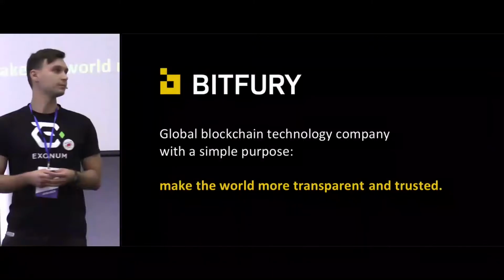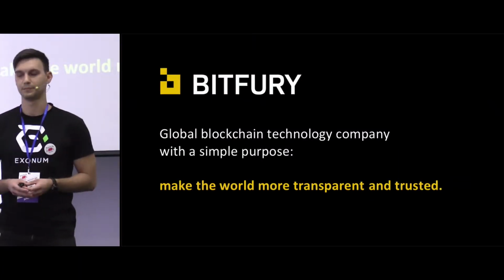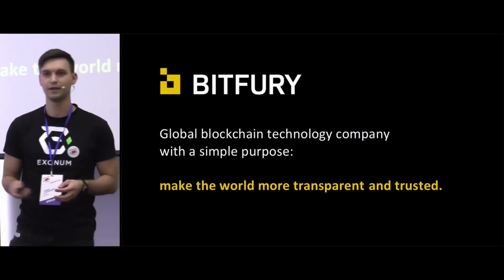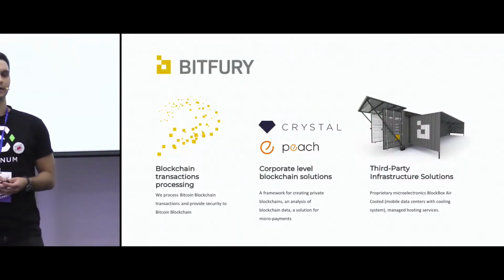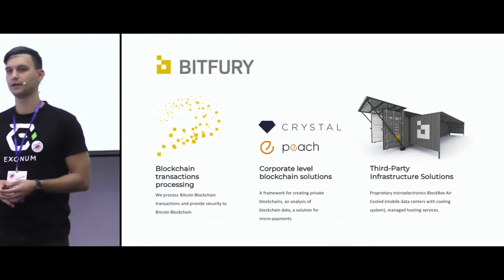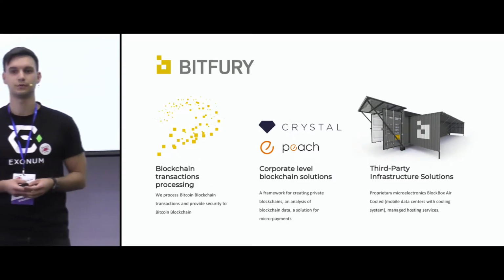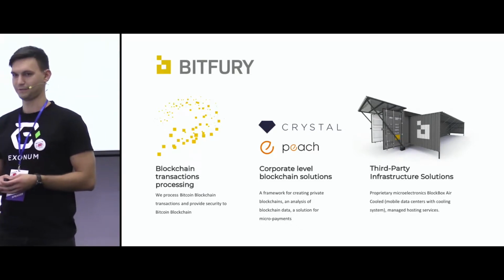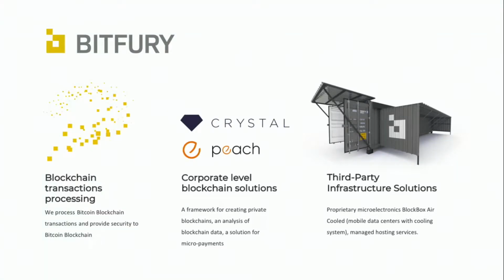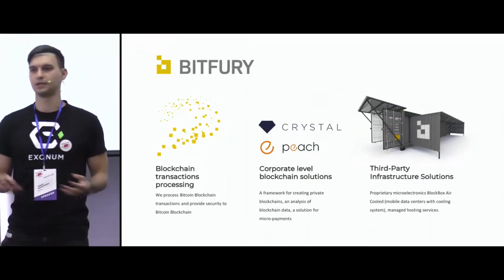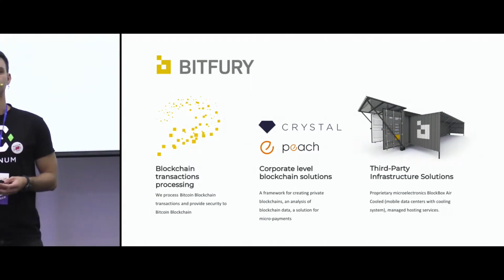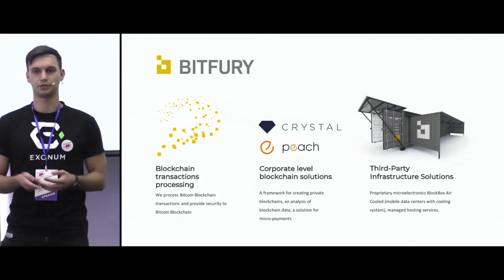A couple of words about the company. Bitfury is a global blockchain company. We started as a hardware company, with mining. Then we opened the software branch. Now we have 3 products. The first is Exonum, a framework for building private blockchains. The second is Pitch, actually a Lightning wallet that allows making Bitcoin transactions faster and cheaper. And the third is Crystal, a tool for making investigations in Bitcoin.